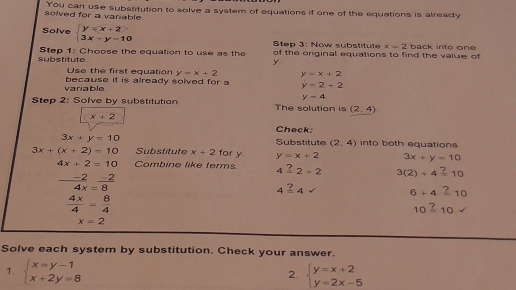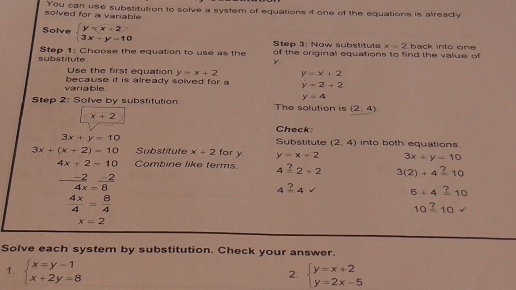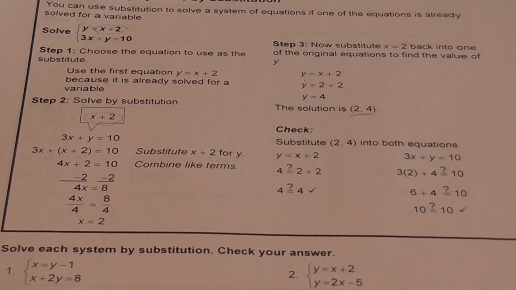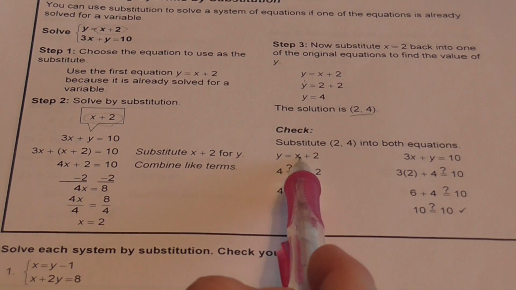So now we have to see, is the point (2, 4) truly the solution? Is it the answer? It's the solution to this system of equations. So I go and I substitute in the 2 and the 4 to both equations, not just one, both equations. So for y I'm going to use a 4, and for x I'm going to use the 2.